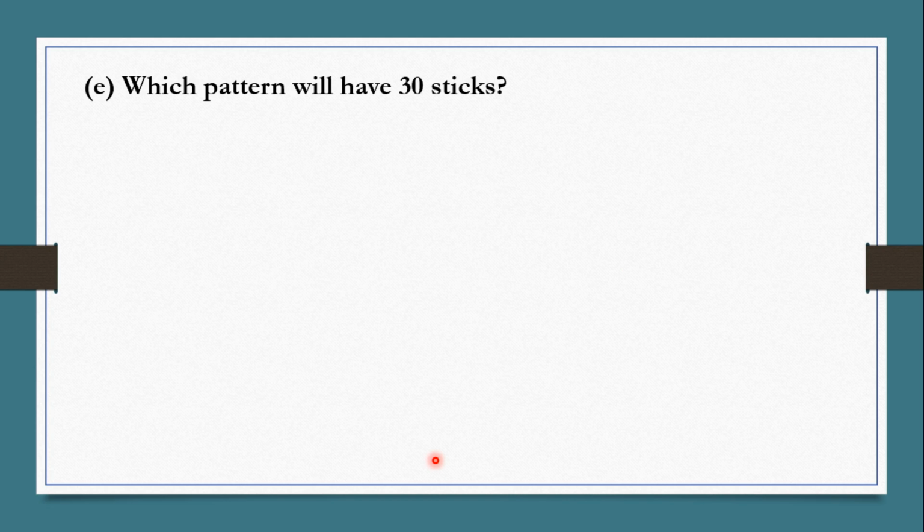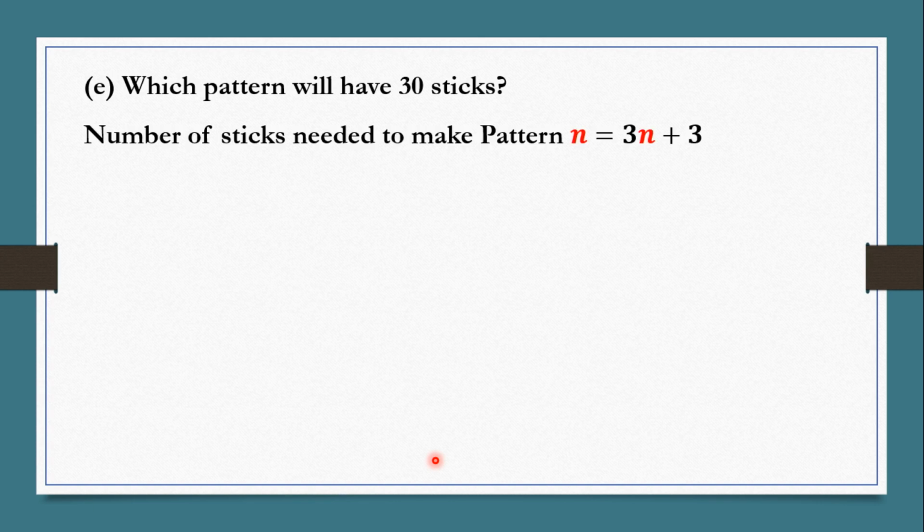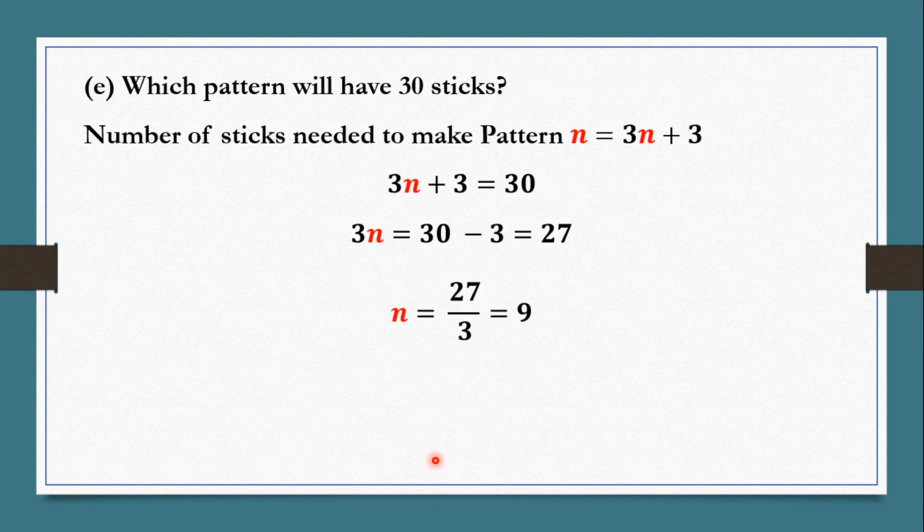The last part, which pattern will have 30 sticks? We know that to make pattern n, we need 3n plus 3 sticks. Now I need to find out which pattern will use 30 sticks. In other words, 3n plus 3 will be equal to 30. So I need to find the value of n. 3n will be 30 minus 3, which is 27. And n will be 27 over 3, which is 9. In other words, pattern 9 will use 30 sticks.